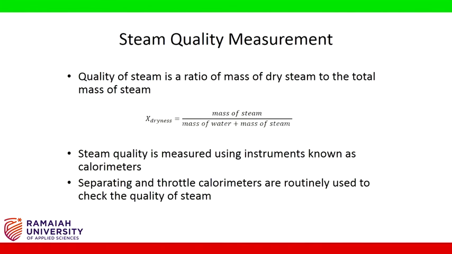Steam quality is measured using instruments known as calorimeters. Separating and throttle calorimeters are routinely used to check the quality of steam. Dryness fraction X is equal to the mass of steam divided by the mass of water plus the mass of steam.